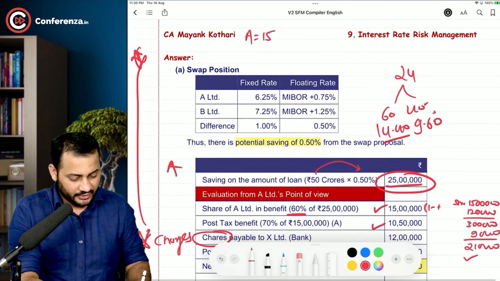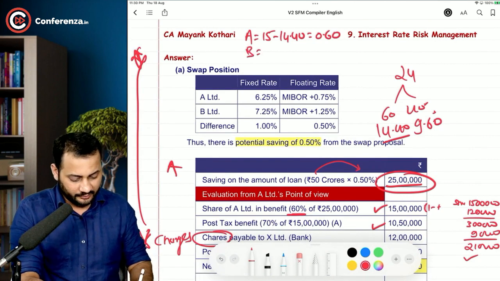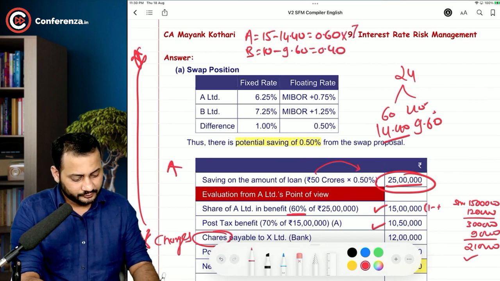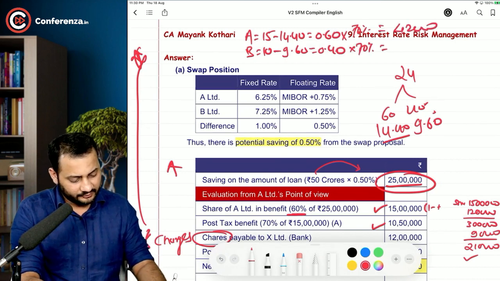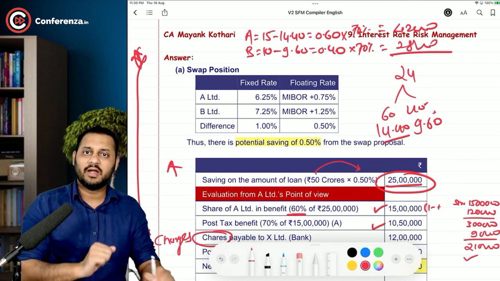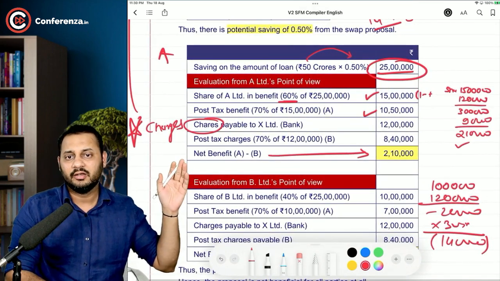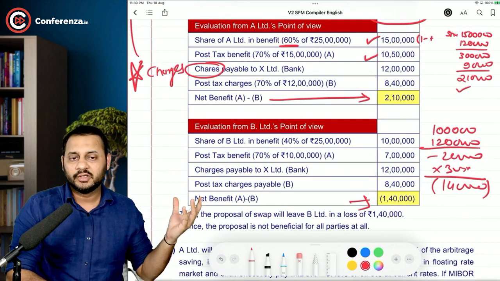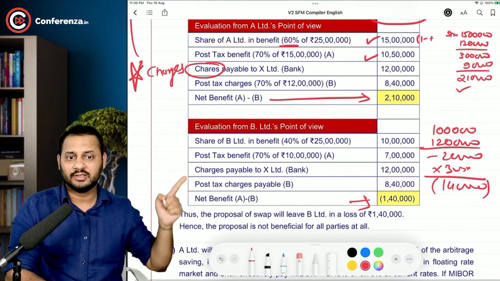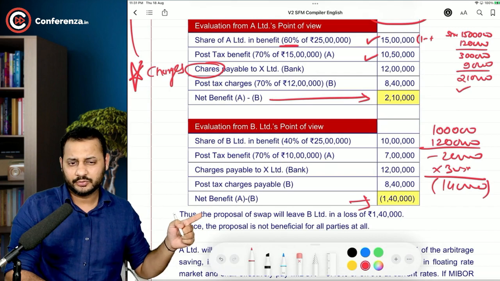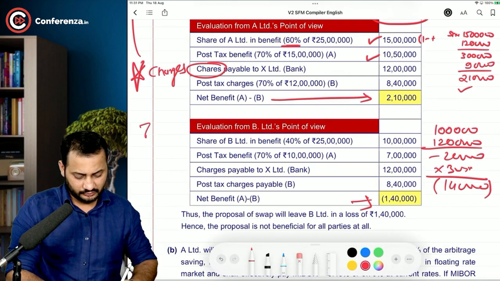For A Limited, the profit is 15, the charges are 14.4, the balance is 0.6. For B Limited, the profit is 10, the share in the profits, and the charges are 9.6, the balance is 0.40. So after tax, it will cost them 42,000 of the gain and 28,000 of the gain. So both the parties will have some benefit. But what is happening in this case is all the benefit is taken over by A Limited itself. Nothing has been given to B Limited. If you do the total, 2 lakh 10,000 and 1 lakh 40,000, the total will come to somewhere 70,000.